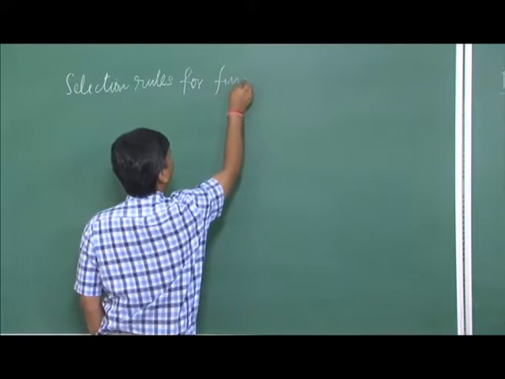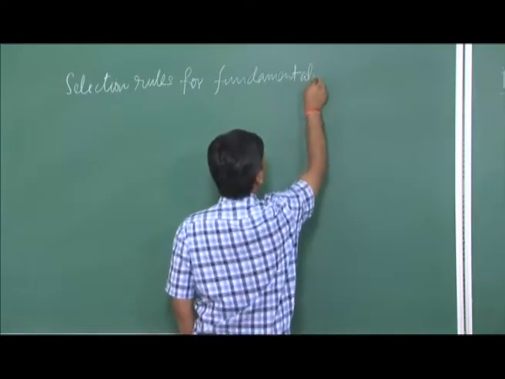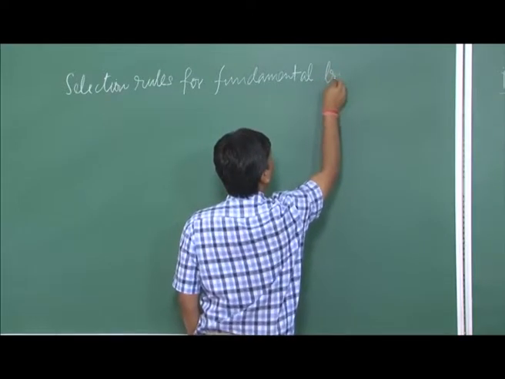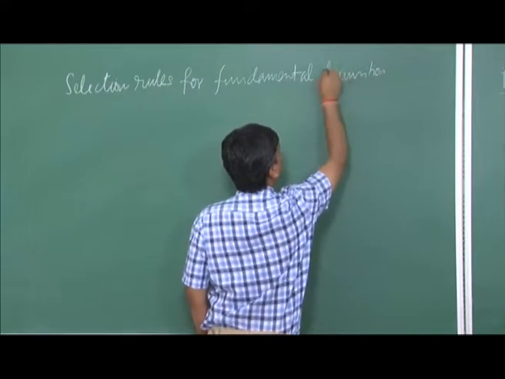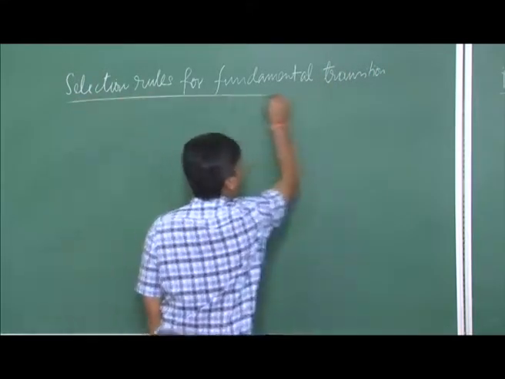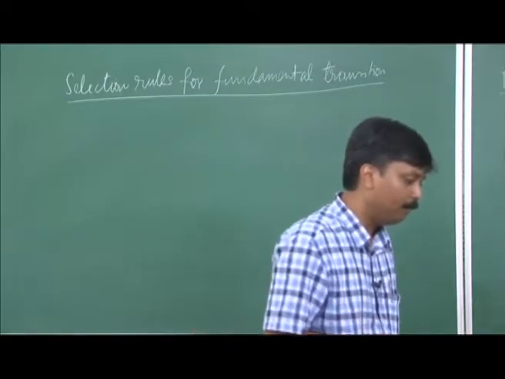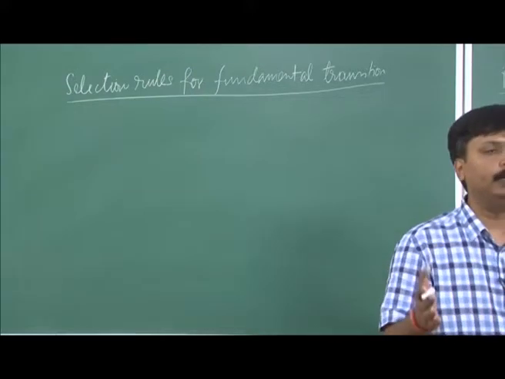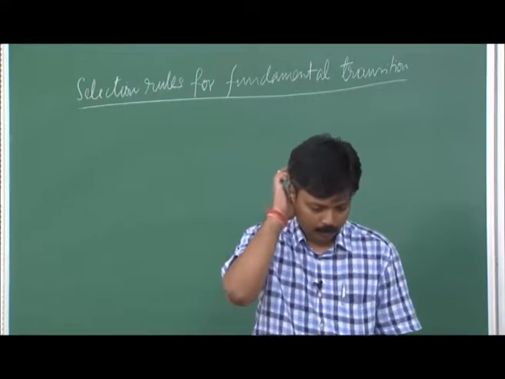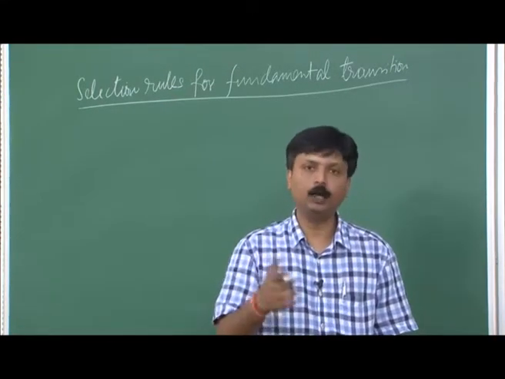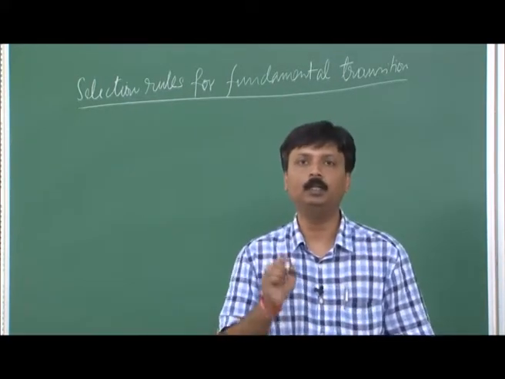For fundamental transition, we explained in the last class what is a fundamental transition. We'll again recap that. If I have n number of normal modes for a given particular molecule, then initially the ground state means that all of the normal modes will be staying at vibrational level 0.